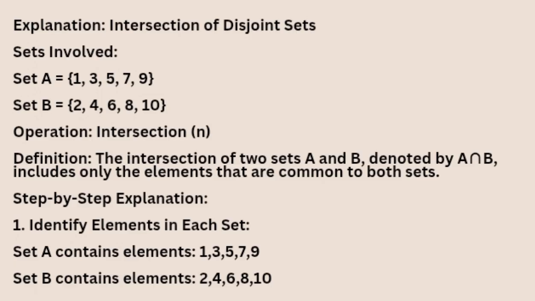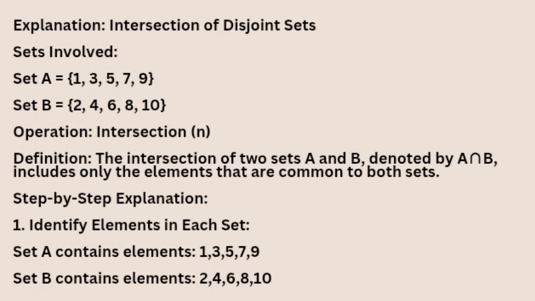The intersection of disjoint sets: set A equals the set {1, 3, 5, 7, 9} and set B equals {2, 4, 6, 8, 10}. So the operation here is intersection. The intersection of two sets A and B, denoted by A ∩ B, includes only the elements that are common to both sets. Here is the step-by-step explanation.